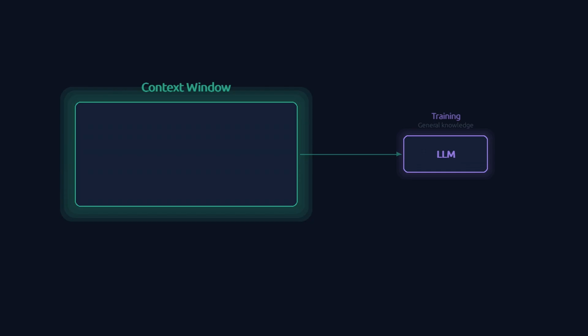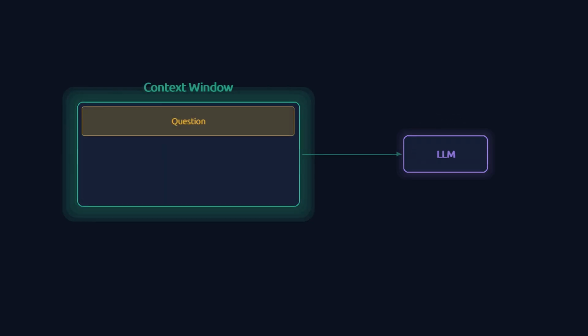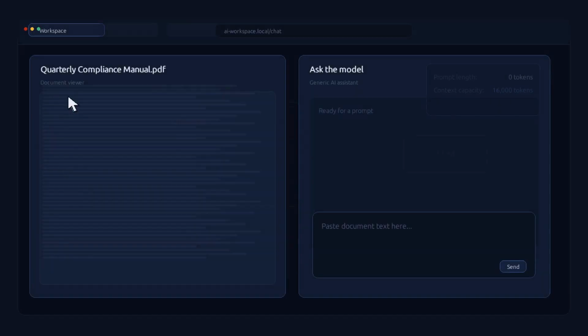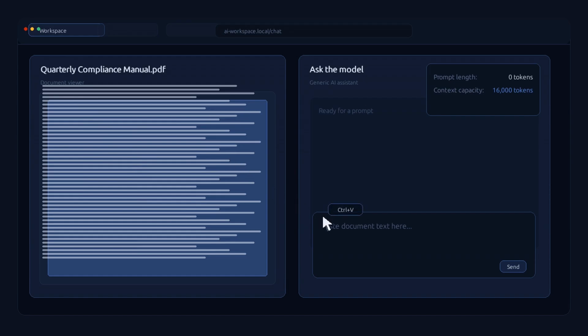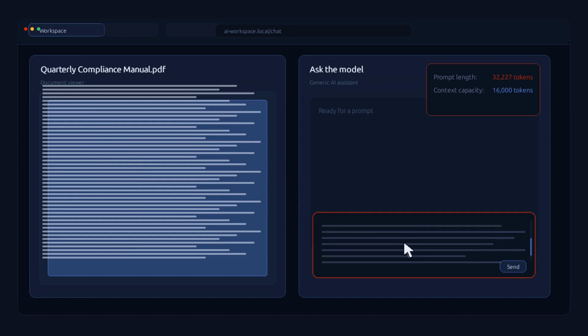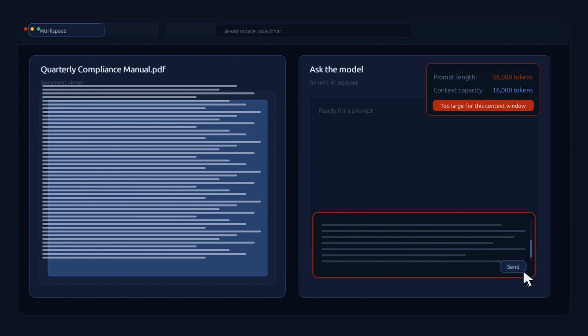This is different from the knowledge the model already has from training. Training gives the model its general patterns, facts, and abilities. The context window gives it the specific information available right now: the user's question, the conversation history, and any documents or examples placed inside the prompt. So, when we use an LLM to answer a question from a document, context size matters.